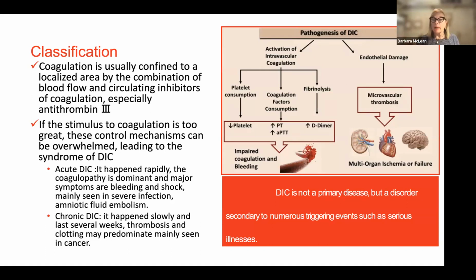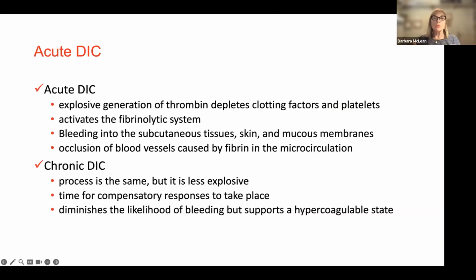So we have to be familiar with how this is evaluated in order to understand it, in order to be sure that we're prepared for what is going to occur for our patients and how we're going to treat them. So again, acute DIC is typically bleeding, bleeding, bleeding. It's in the subcutaneous tissue, it's on the skin, it's in the mucous membranes. And remember, they also have procoagulation that occludes blood flow in the microcirculation.